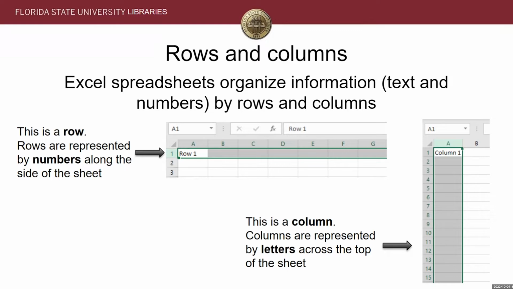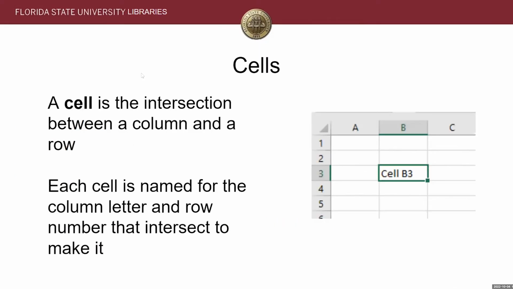On the right-hand side, this is what is known as a column. Columns are represented by letters across the top of the sheet, going in alphabetical order, so A, B, C, etc. And then the intersection between a column and a row is what is known as a cell. And this is what you're going to enter your values or your data into.